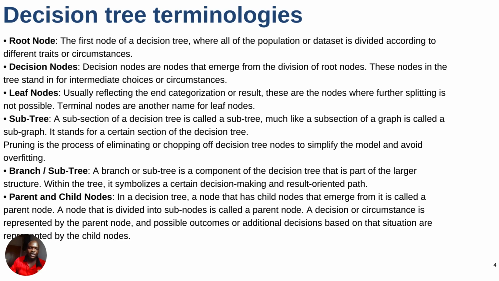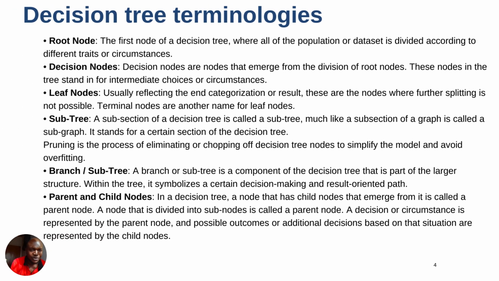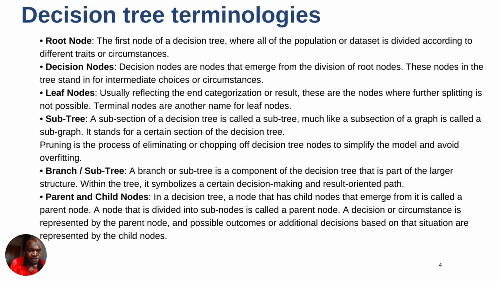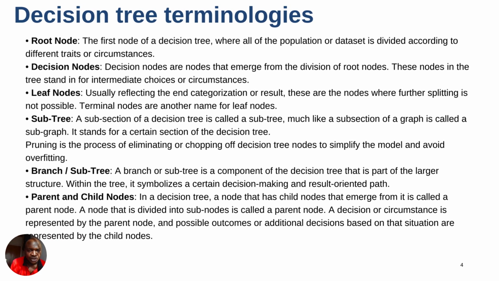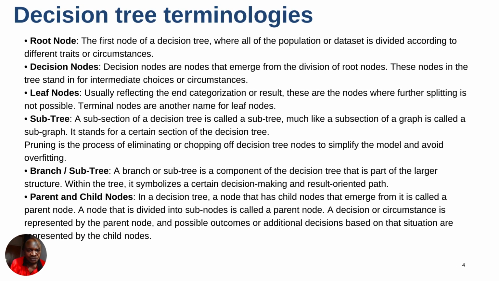On the next slide, we are going to talk about the decision tree terminologies, which is the root node, the first node of the decision tree where all the population of the dataset is divided according to different traits or circumstances. The second one is decision nodes. Decision nodes are nodes that emerge from the division of root nodes. These nodes in the tree stand in for intermediate choices or circumstances.